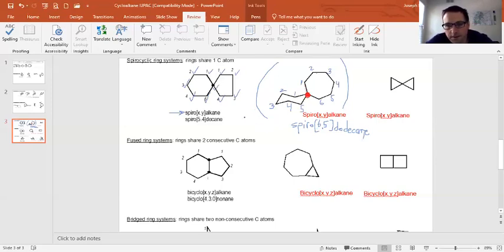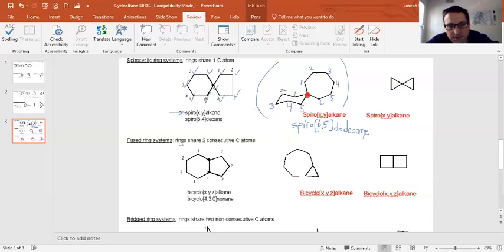That's how we do that, a live example for you. This is in contrast to fused ring systems. For spirocyclics, you start and end at the same carbon. That is not the same case for fused ring systems.